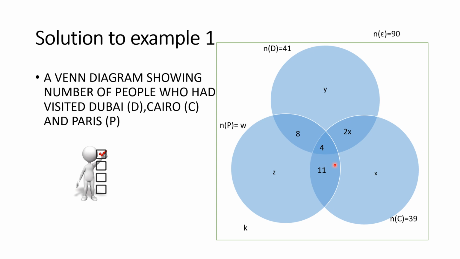And if I consider this, I have x and y. If I equate it to 41, I'll have two unknowns, moreover not having w and z at the same time. But the moment I use set C, for those who had visited Cairo, you can see that 2x plus 4 plus 11 plus x, I get 39. And I remain with only one unknown, that is x. So it's better you study your Venn diagram and see what you can use to find the value of the unknown.